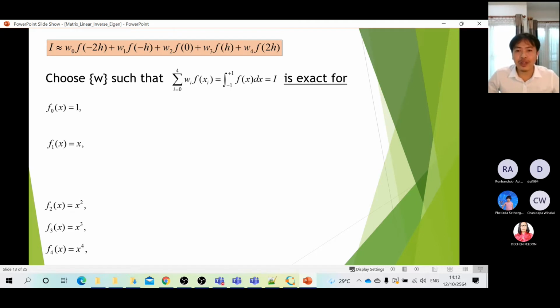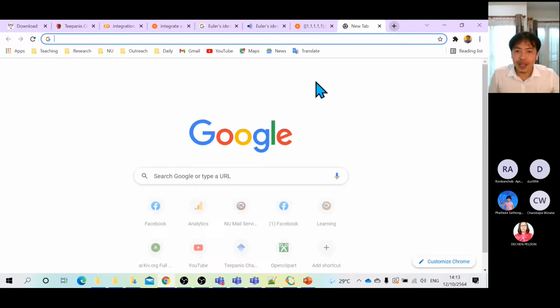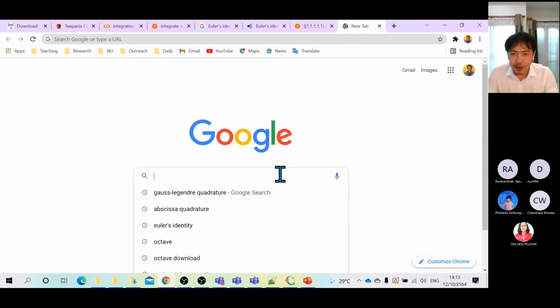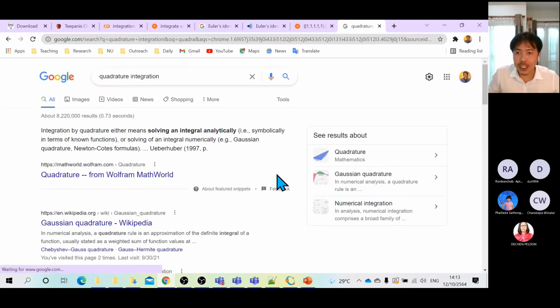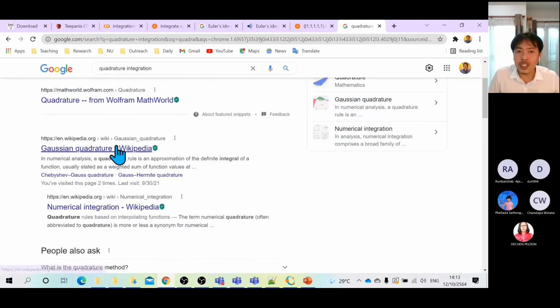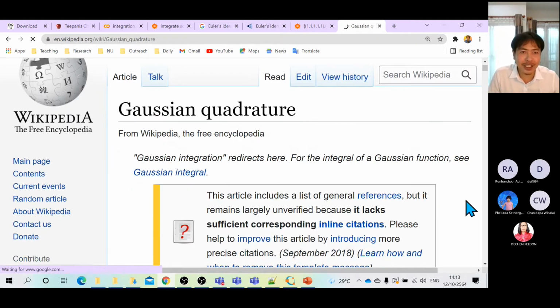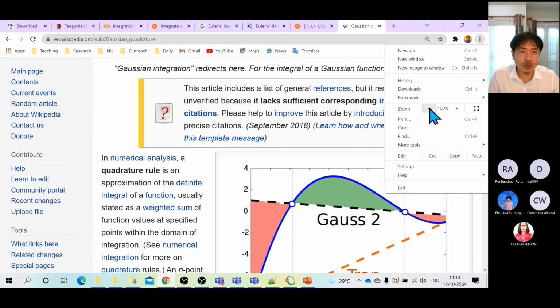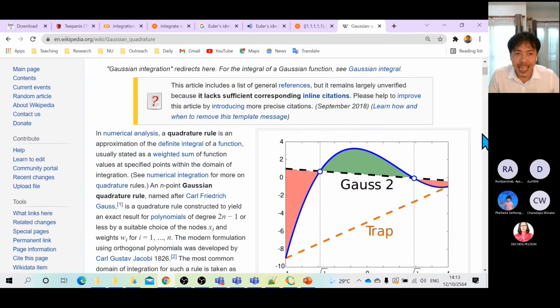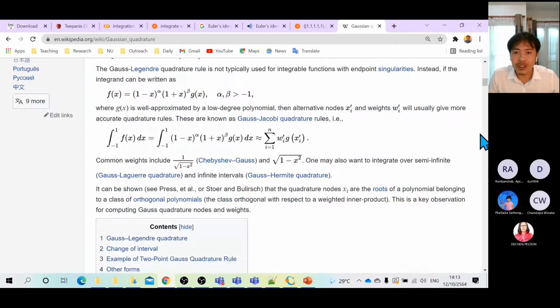Okay. To answer the question, yes, we can change the set of functions which we choose to be exact, and then you get a different kind of quadrature. If I may go back to Google and the Wikipedia page on quadrature integration, you will see a whole list of recipes for quadrature, and each will have a different set of exact functions. Let me go see here.